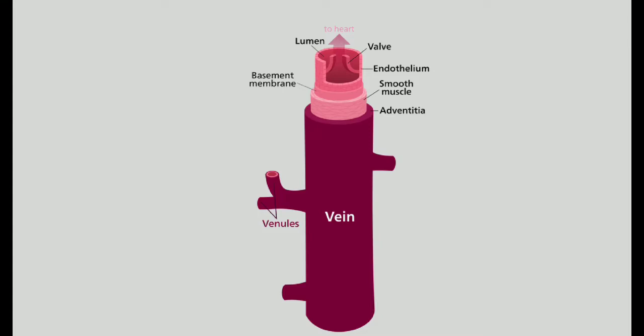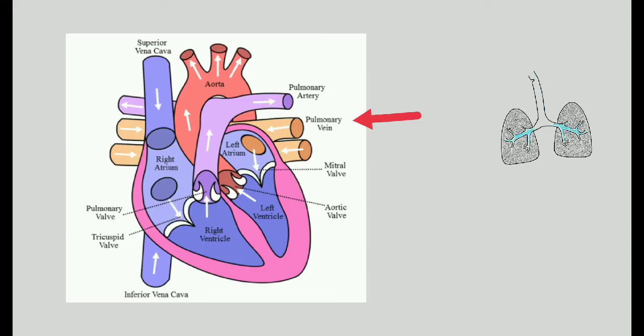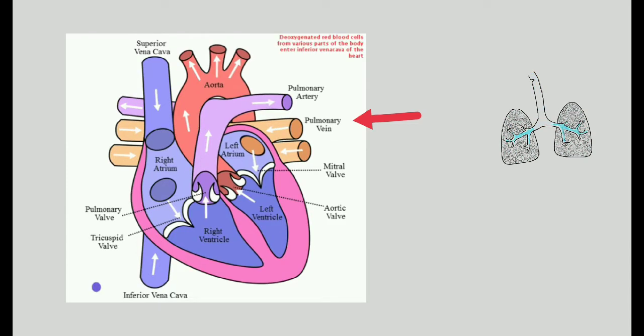Veins are oxygen poor except for the pulmonary vein. A vein has three layers: connective tissue, smooth muscle, but it's not as thick as an artery, and a thin layer of endothelial cells. We take a look at the heart again and the flow of blood. The pulmonary vein carries blood from the lungs to the heart, and this blood has lots of oxygen.